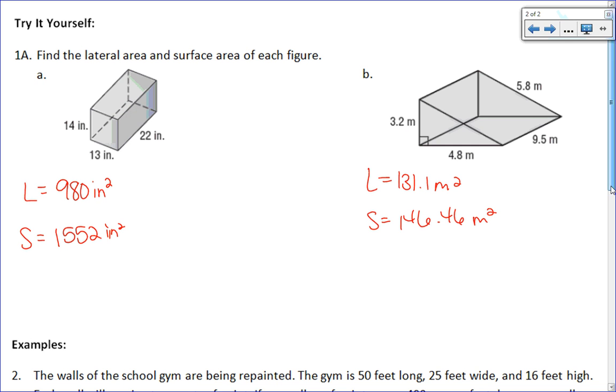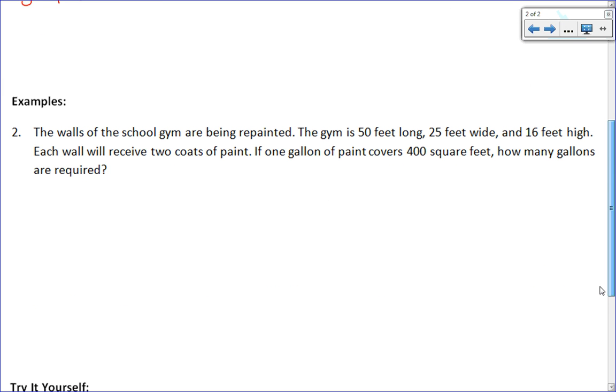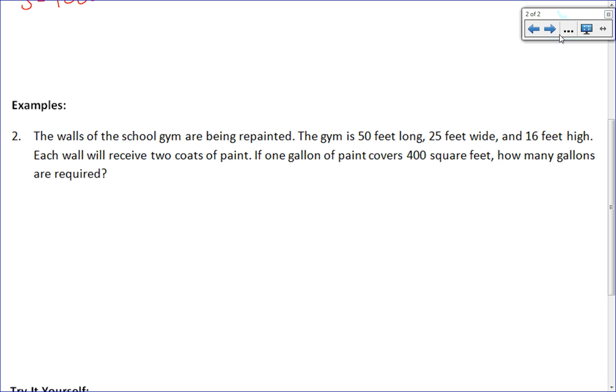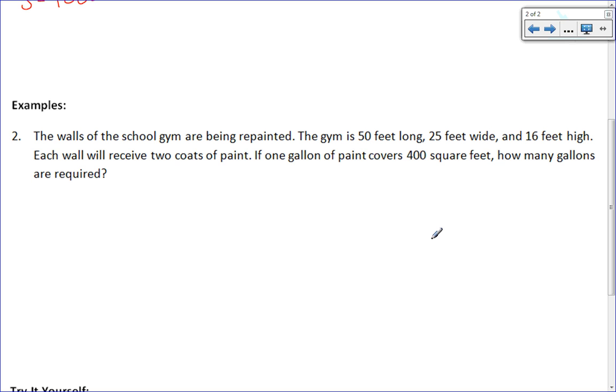Okay, let's look at one more example. This says the walls of the school gym are being repainted. The gym is 50 feet long, 25 feet wide, and 16 feet high. Each wall will receive 2 coats of paint. If 1 gallon of paint covers 400 square feet, how many gallons are required?